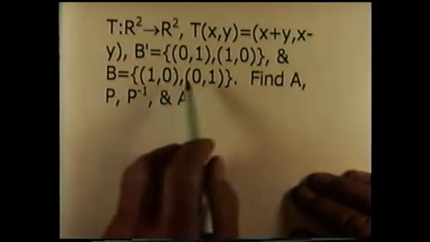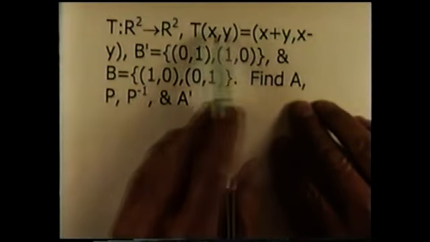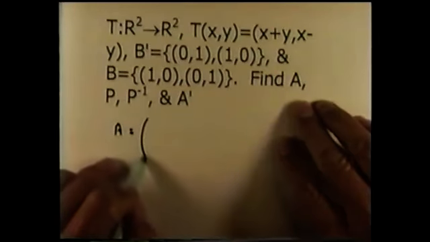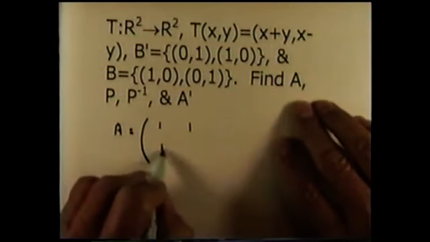Well, since we're using the standard basis, A is going to be the standard matrix for T. So A, we can simply read off as being 1, 1, 1, negative 1.